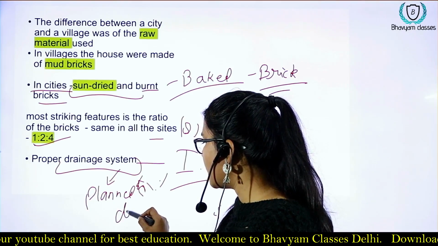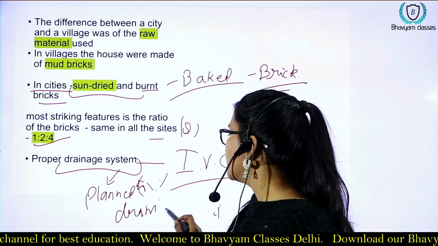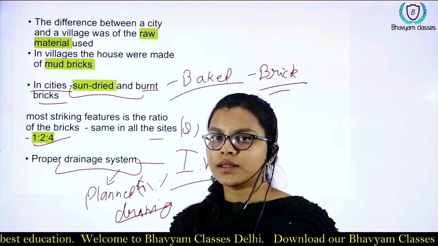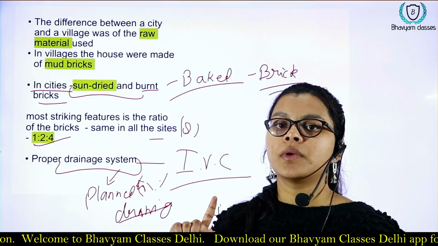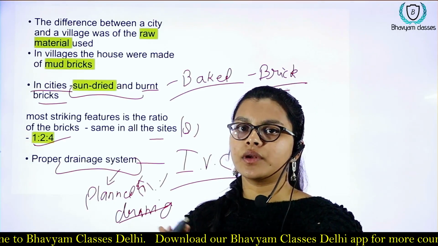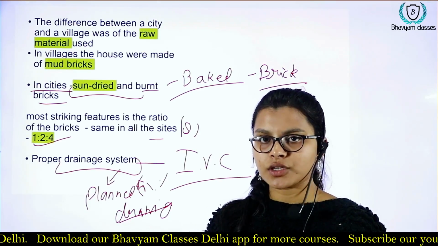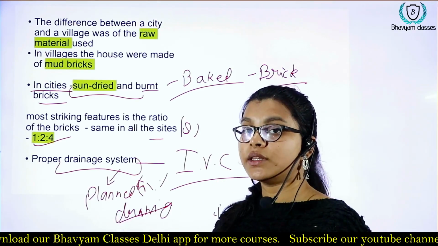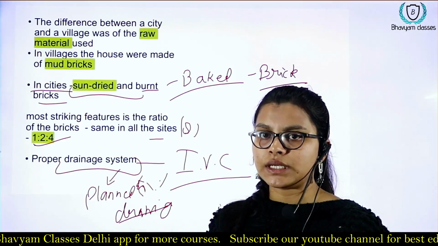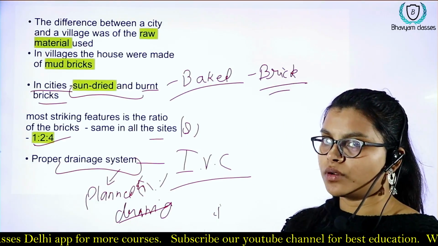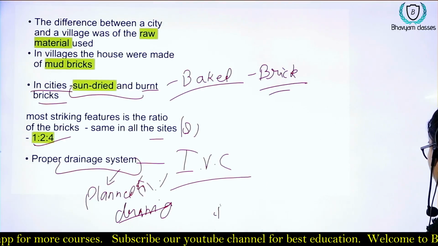Planned drainage system. And what does this mean? This means that they were aware of the diseases that were caused because of the unhygienic condition or lack of sanitation. So they first planned the streets and the drains, and then they built houses on them.